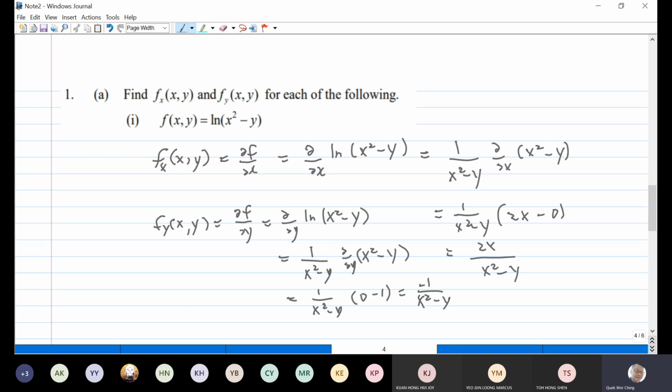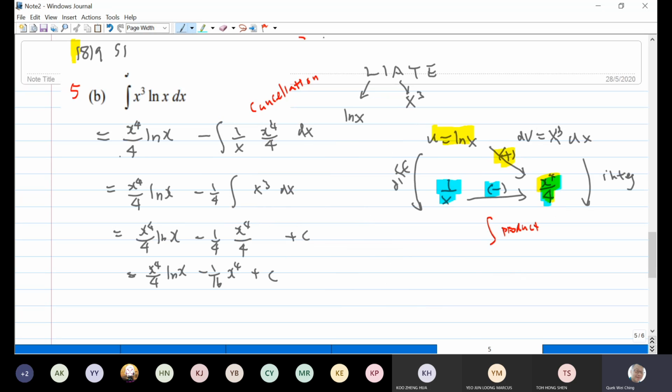Then go through how to do question 1c and 4b. Let me look at 1c first. Question 1. So this is a partial differentiation question. I think I need more space.